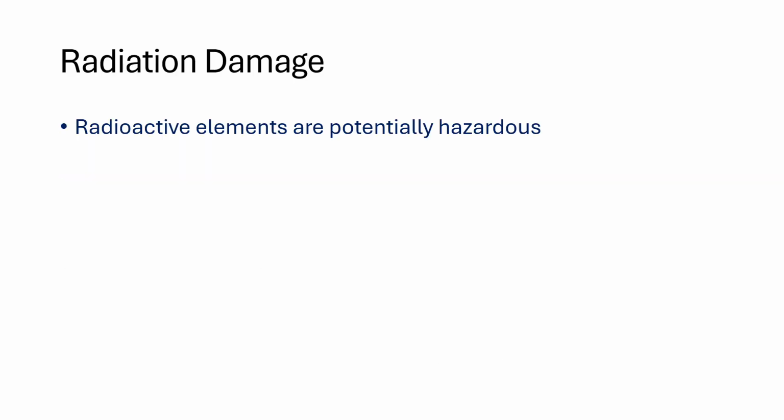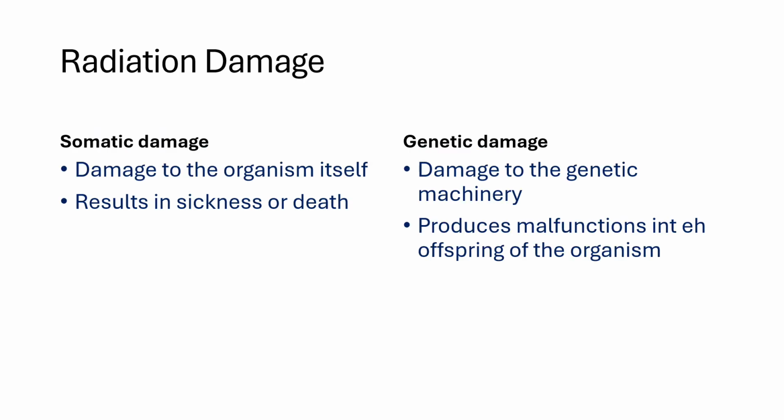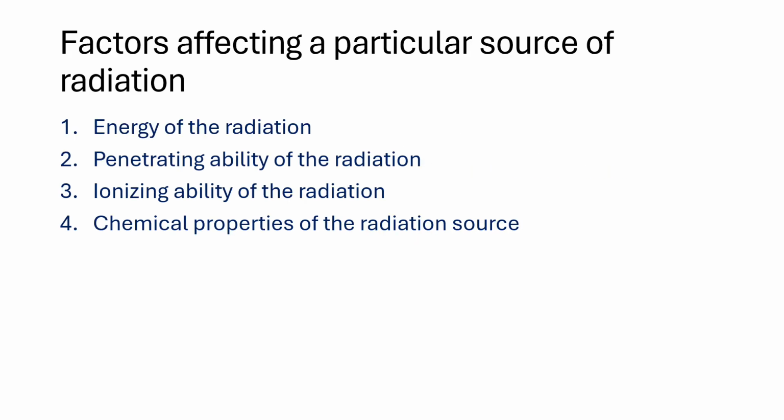Now let's touch on the effects of radiation. Radiation damage is actually quite scary. Radioactive elements, as we know from Chernobyl and Three Mile Island, are potentially hazardous. There are different types of radioactive damage: one is somatic, one is genetic. Somatic damage is damage to the organism itself, and it results in sickness or death. Genetic damage is damage to the genetic machinery, and it produces malfunctions in the offspring of the organism.